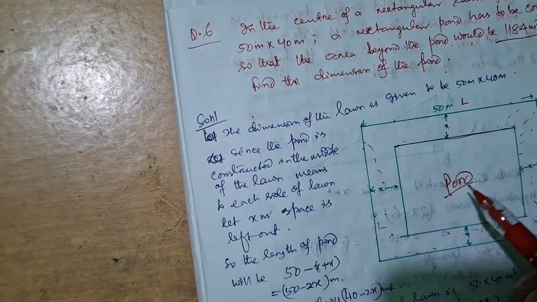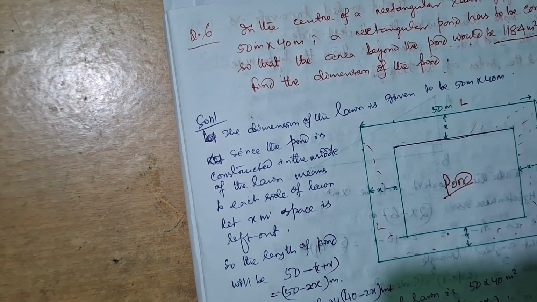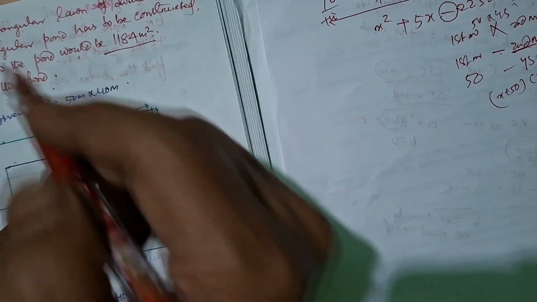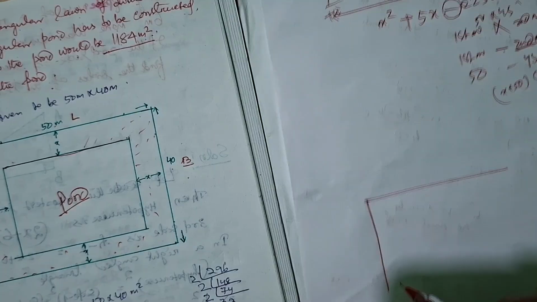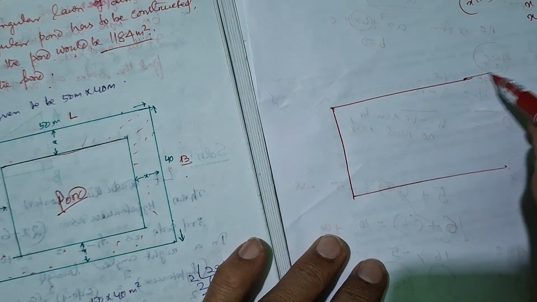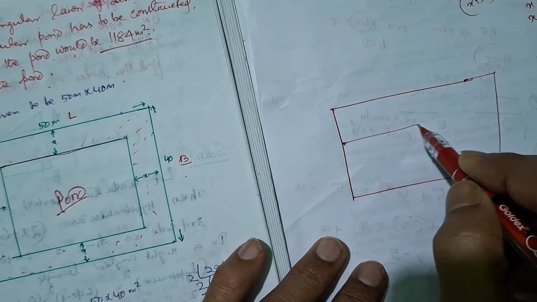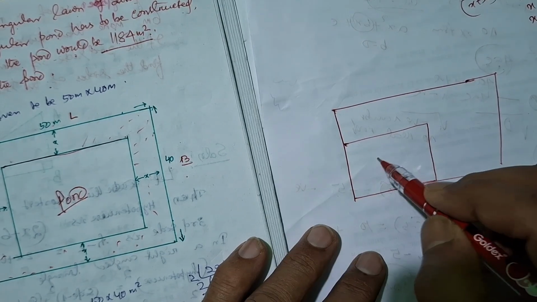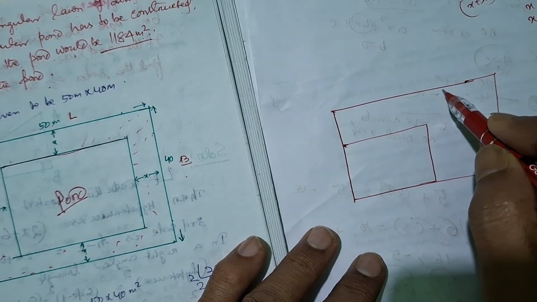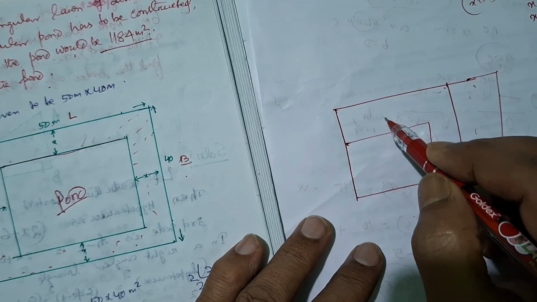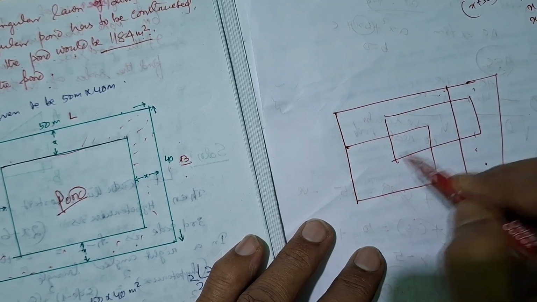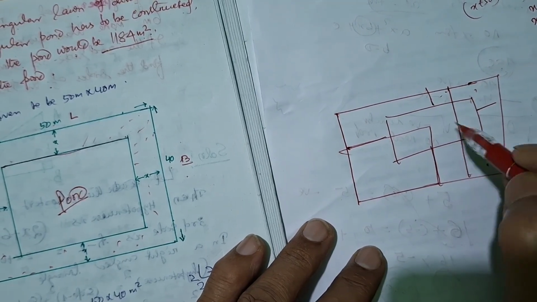In the center means you cannot construct from every side in any way. The word center is very important. You cannot construct the pond in this type, it is not the center. The pond is in the center means there is equal distance to every side. Then it will be the center.